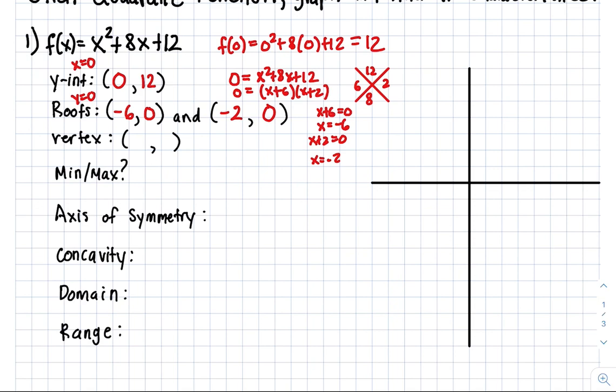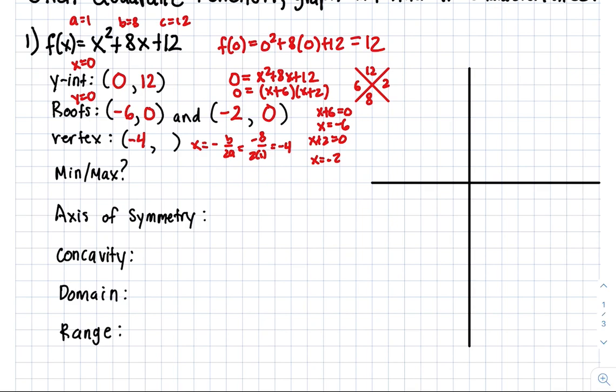Okay, vertex. Remember, to find the x value of the vertex, it is negative b over 2a. So I'm going to label these. So x is going to equal negative b over 2a, which is negative 8 over 2 times 1, which simplifies to negative 4. So the x value of my vertex is negative 4.